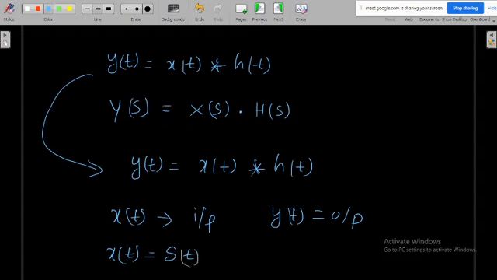See what happens when you substitute the input as an impulse. In general the input could be anything: an impulse, a step function, a ramp function or any other function. So x of t could be anything, that is the input to the system. Suppose the input is the impulse signal, del t. Then what will happen to the output? You replace x of t with del t.